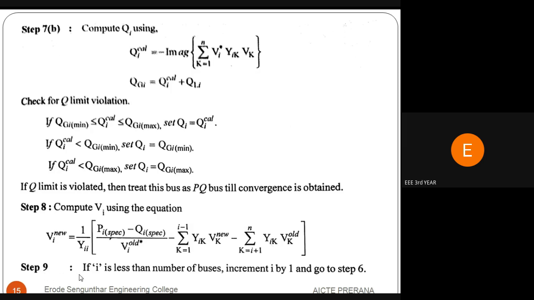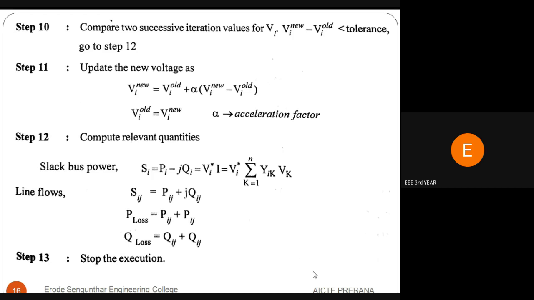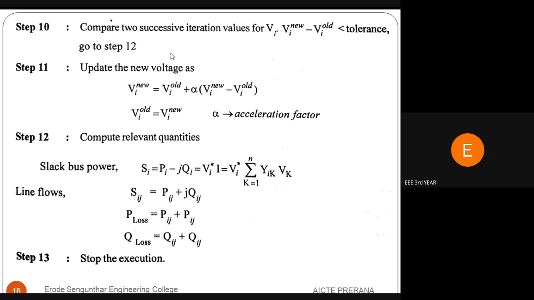Step number 9. If I is less than the number of buses, increase I by 1 and go to step number 6. We have to increase the value of I by 1 and again do the iteration from step number 6. Step number 10. Compute the difference between two successive iteration values, Vi new minus Vi old, and check whether it is less than tolerance. If less than tolerance, then go to step number 12. Otherwise, go to step number 11.